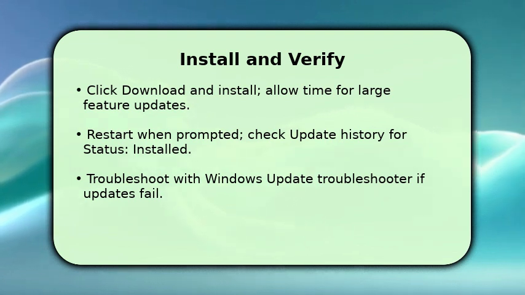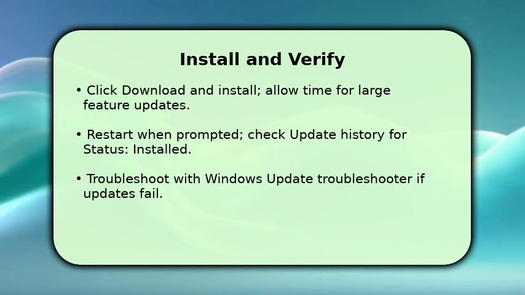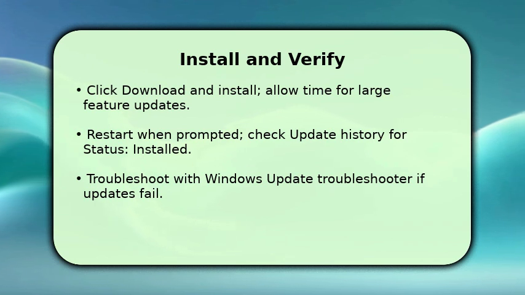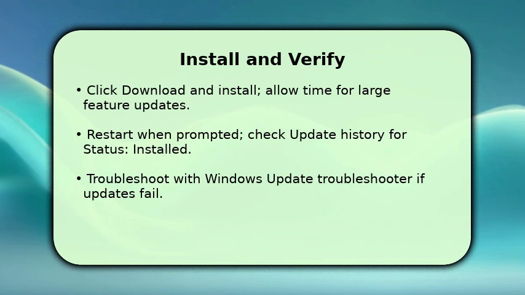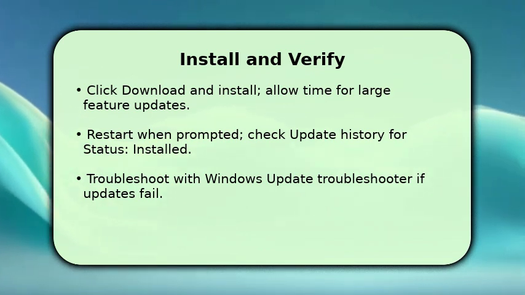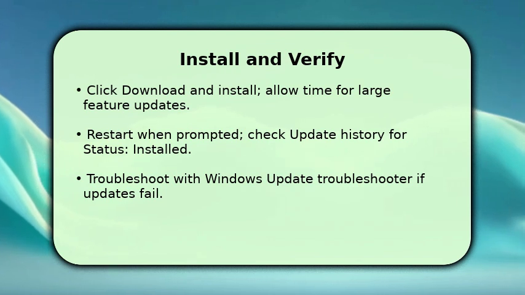If something goes wrong, run the built-in Windows Update Troubleshooter, which checks services, disk space, and corrupt files. It often fixes common failures automatically. Finally, verify system stability and check for any optional post-install driver updates to keep hardware running smoothly.